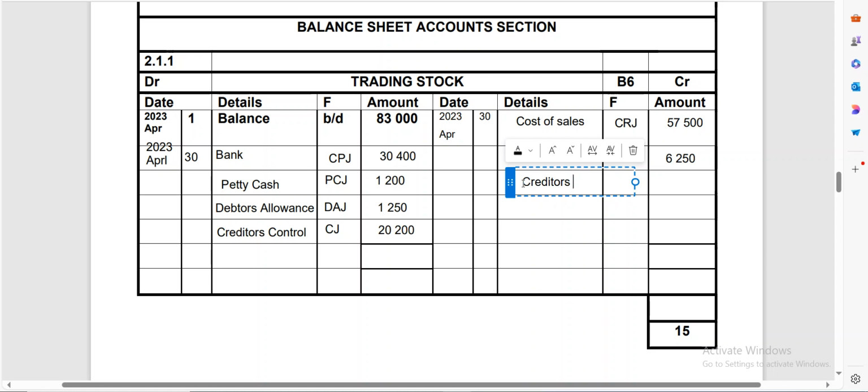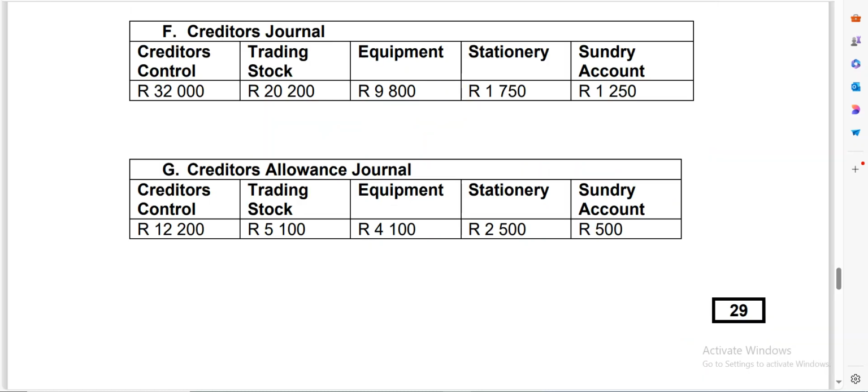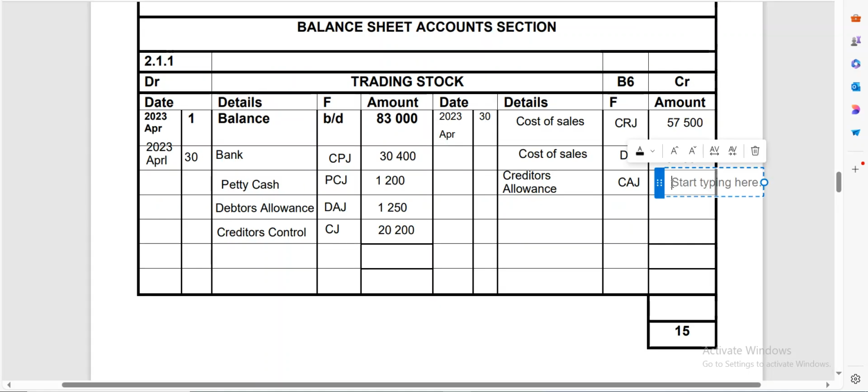creditors allowance. And then remember, this is our CAJ. So in the folio I'll write CAJ, and then our amount for the CAJ will be 5,100. Then we have that 5,100 here. Then from there, all I'm left to do is to close off these accounts.